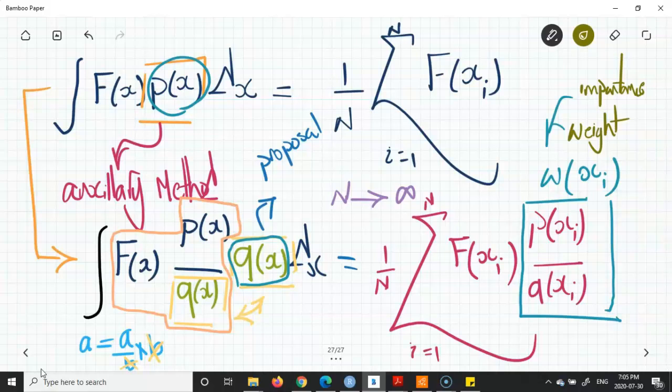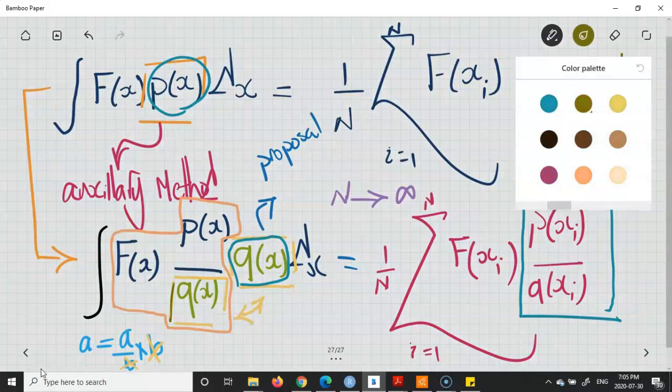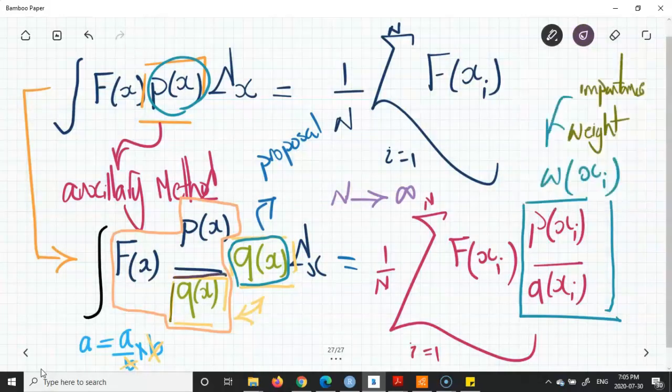When we come up with a proposal distribution, as you are going to see in the next tutorial, you will see a very important characteristic of q of x: q of x should not have an infinite variance. If it does, then the results from your numerical methods are going to be unreliable.